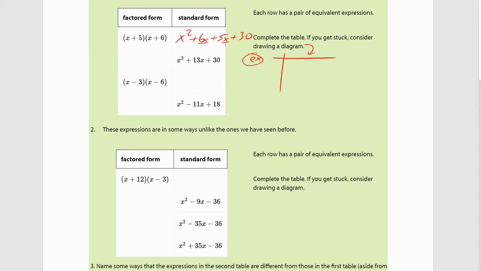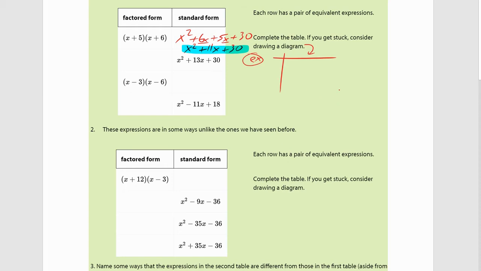We can combine the x's, can't we? So we technically have x squared plus 11x plus 30. That would be my answer for the first part of that table. Go ahead and work on these tables. You can always use a diagram from Lesson 6 that you saw there. If you want to work backwards, you totally can.